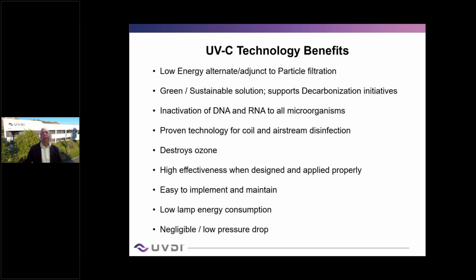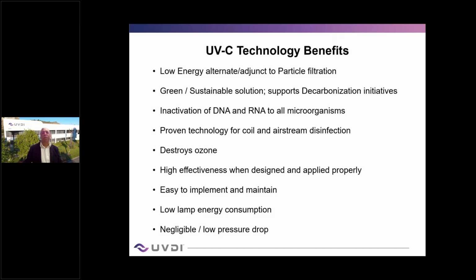Filters load up and they have to be disposed of, whereas with UV, all you have to do is change the lamps out, depending on which lamp you're using and what the system is. So it's a green, sustainable solution, and it supports all the decarbonization initiatives which are going on. So it really fits and feeds into that.